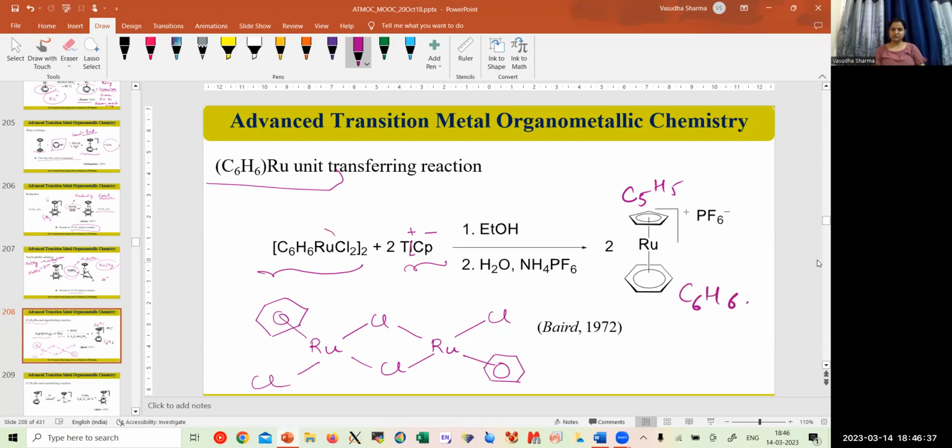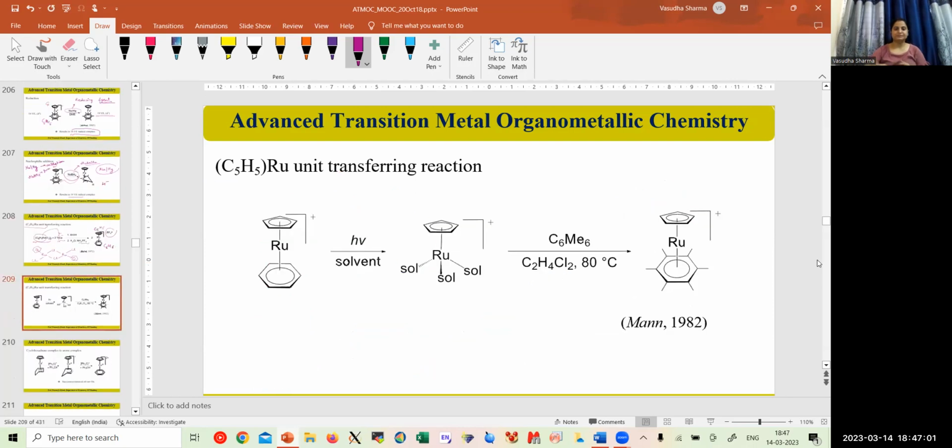So this particular moiety is transferred to this particular thing where Cp gets attached over here, and since we have an outside anion, PF6 negative. So this is the reaction where we call it a C6H6 ruthenium unit, which is transferred from one complex to the other. So going from dimer to monomer, we have in the complex a C5H5 and C6H6.